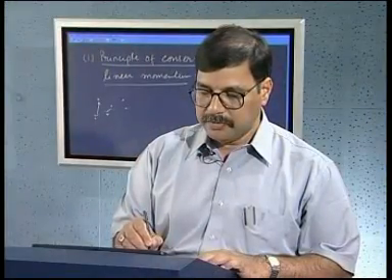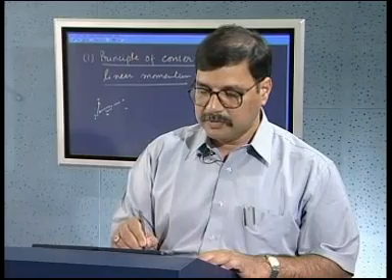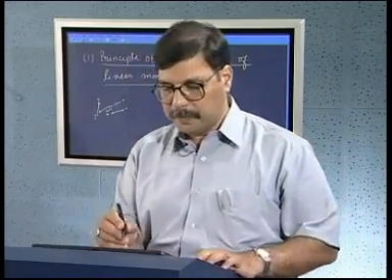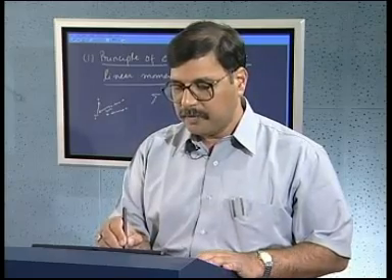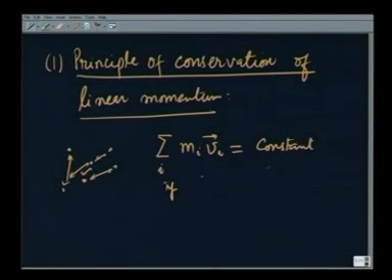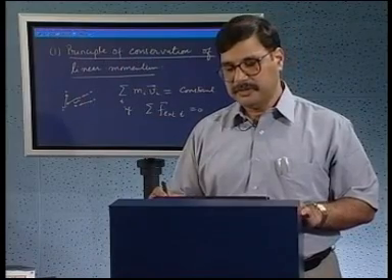with each other, as long as these interparticle forces obey Newton's third law, the net momentum, that is m I v I product summed over, is a constant if summation of external forces on each of the particles is 0. That is, if the net external force is 0, the total momentum of the system remains a constant.